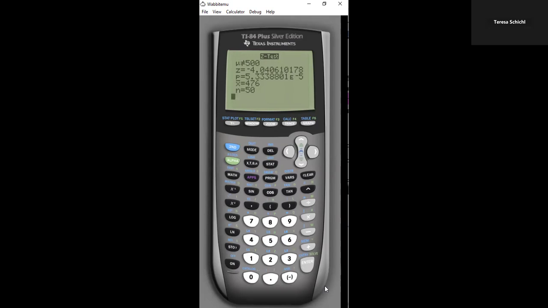So z is equal to negative 4.04. This is my test statistic, right? Then p is equal to 5.333e-5. So here we need to be very careful about this negative 5. What does that mean here? So x bar equals 476 and n equals 50.